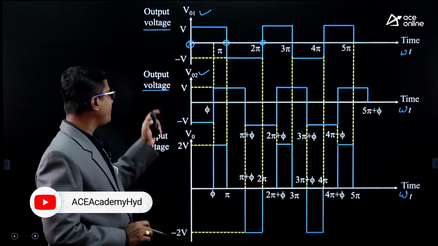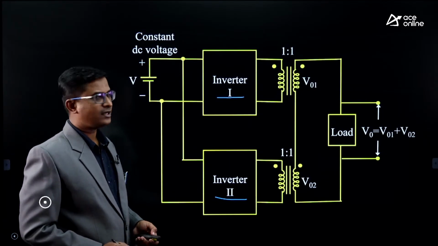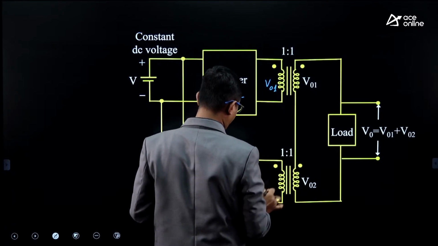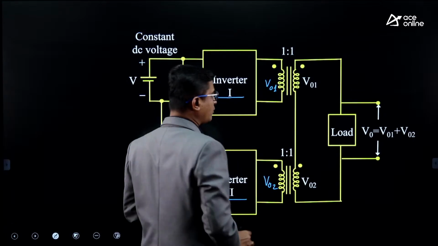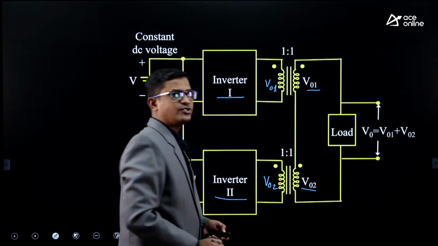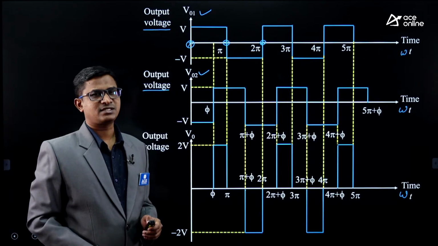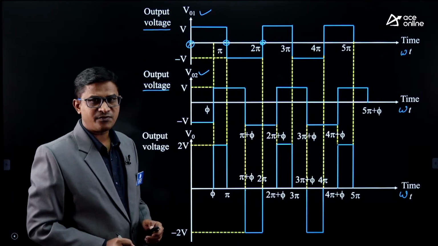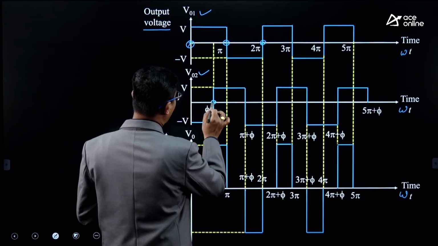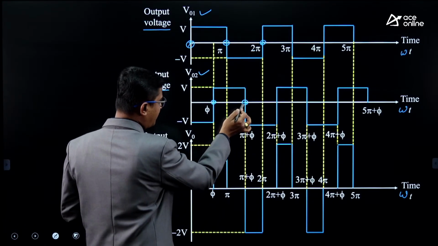Now we are going to operate the second inverter. V02 is the output of the second inverter. So this is the V01 voltage, this is your V02 voltage. Here we are going to operate the switches in the second inverter in such a way that, from this point, this angle is phi, from omega t equal to phi till omega t equal to pi plus phi. You can check, this is phi, this is pi plus phi.